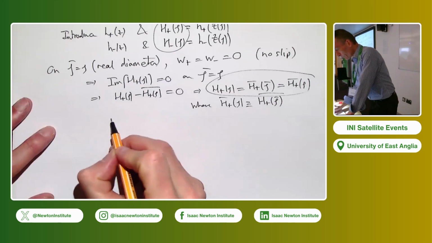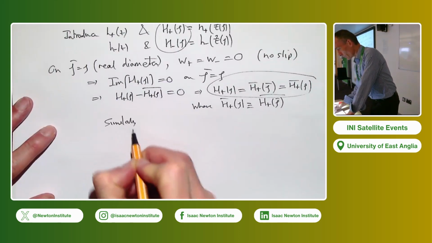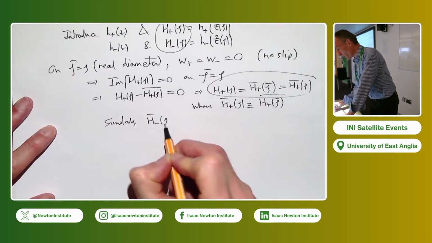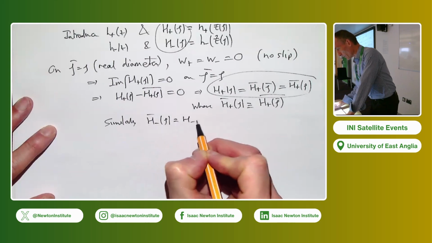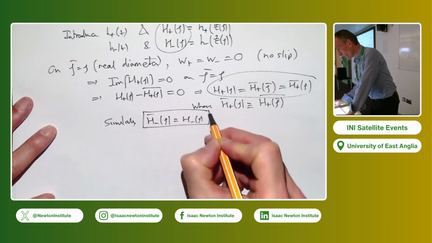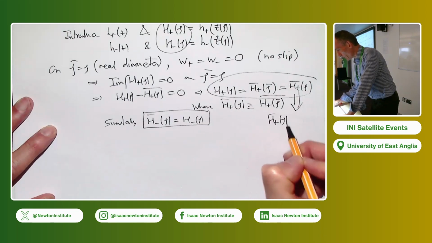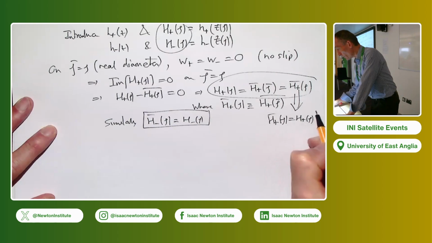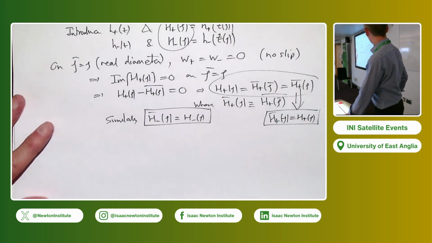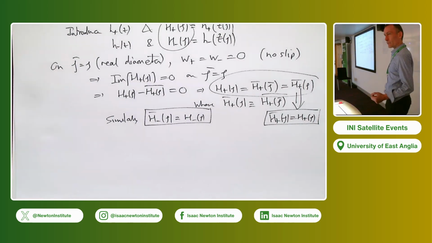And similarly, you can show that H minus bar zeta is equal to H minus. So I've just shown that these functions have the same Schwartz conjugate using the no-slip condition. Okay?